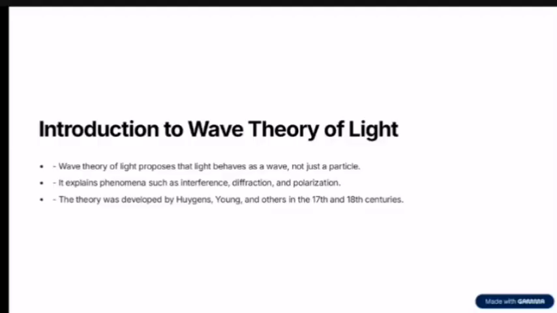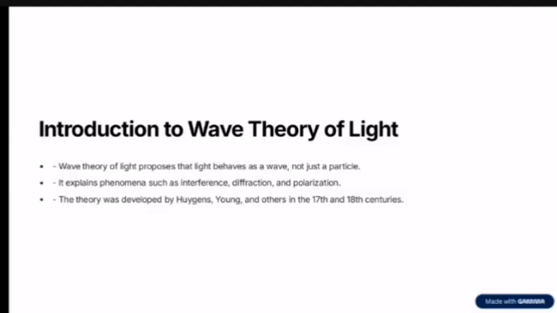These three properties specifically tell that a particular thing has wave-like properties. These properties are seen mostly in sound waves, and they are also seen in light waves. Because of these properties seen in light waves, they can tell that light also is a wave. This theory was developed by Huygens and Young in the 17th and 18th century.